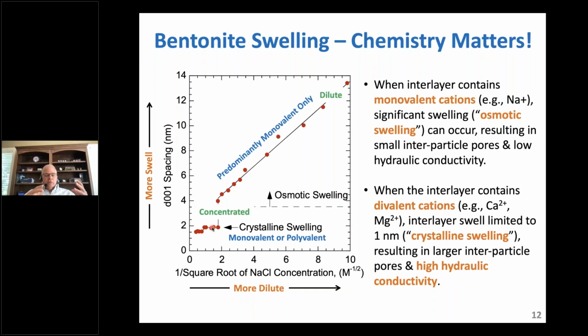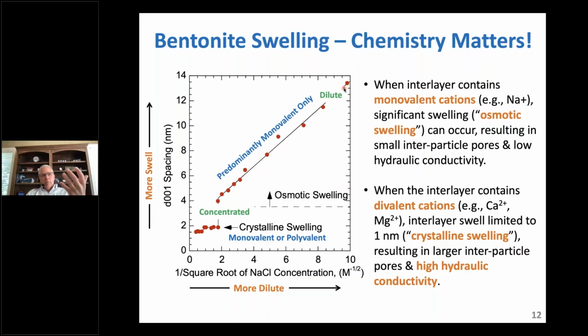There was so-called crystalline swelling, which is this early part, which occurs regardless of the concentration or the type of cations, and then so-called osmotic swelling that occurred after crystalline swelling. That crystalline swelling always was essentially the same amount of swell, but the osmotic swelling component was the component that was really affected by the chemistry. And as you can see here in his graph, as we got less concentrated, or more dilute, there was more swelling.